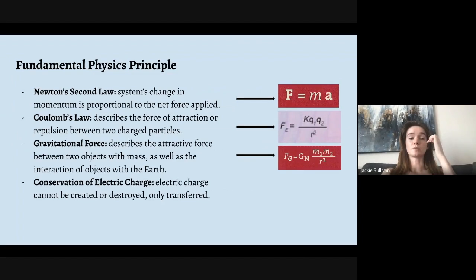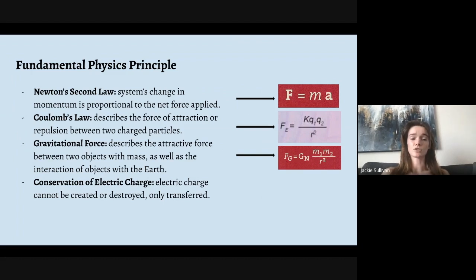The fundamental principles necessary for this experiment start with Newton's second law. The system's change in momentum is proportional to the net force applied. We see this whenever things start to move. So that's F equals ma. Coulomb's law plays a huge part in this experiment. It describes the force of attraction or repulsion between two charged objects. In this experiment, we see a lot of interaction between positively and negatively charged particles.